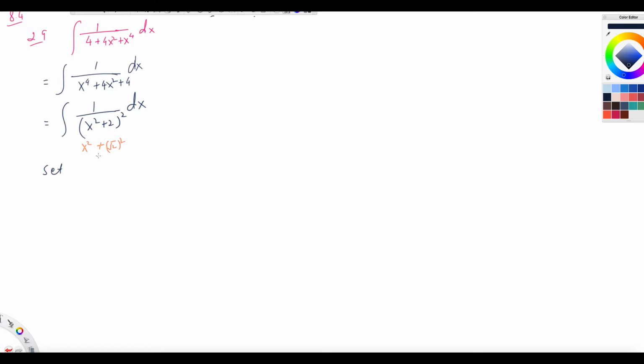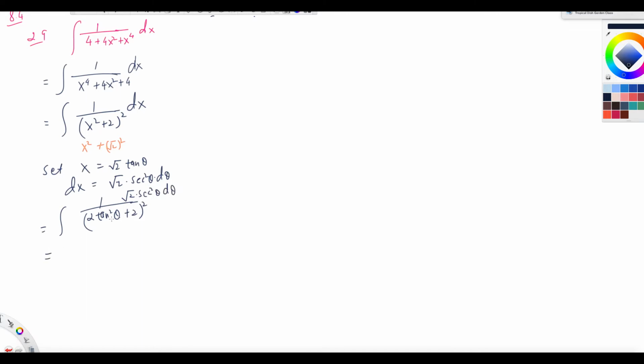So set x equals root 2 tangent theta, right? Because it is x squared plus a square format. So dx will be what? Root 2 times secant square theta times d theta, right? That's the derivative. Okay, so what do you write on this one then? The integral is written as 1 over (x squared is 2 tangent square theta, right? And then plus 2) square there, and then the dx is basically root 2 times secant square theta d theta.